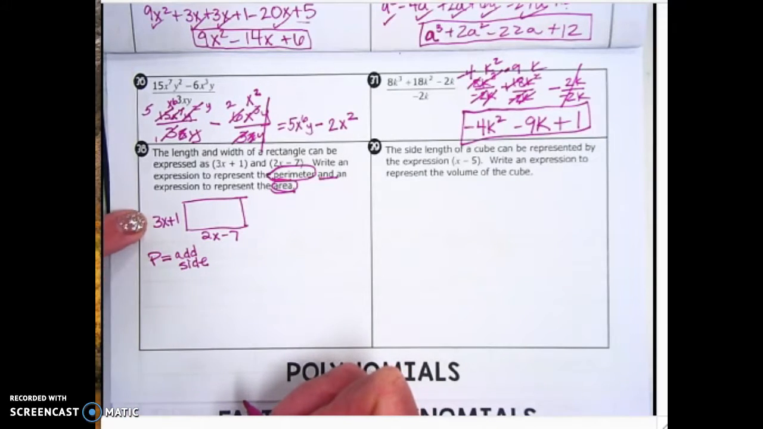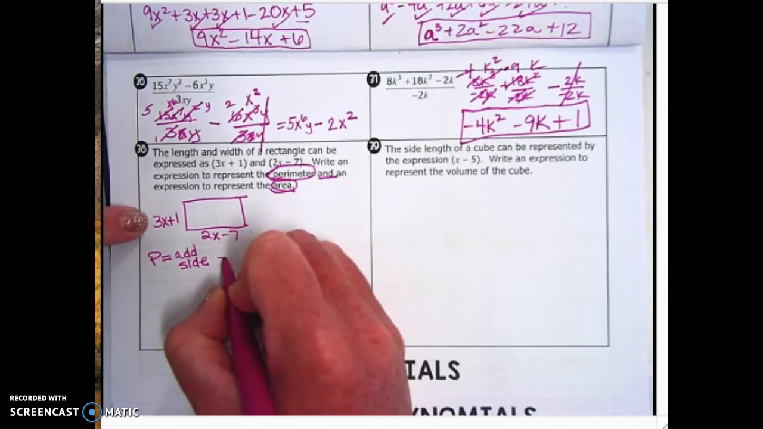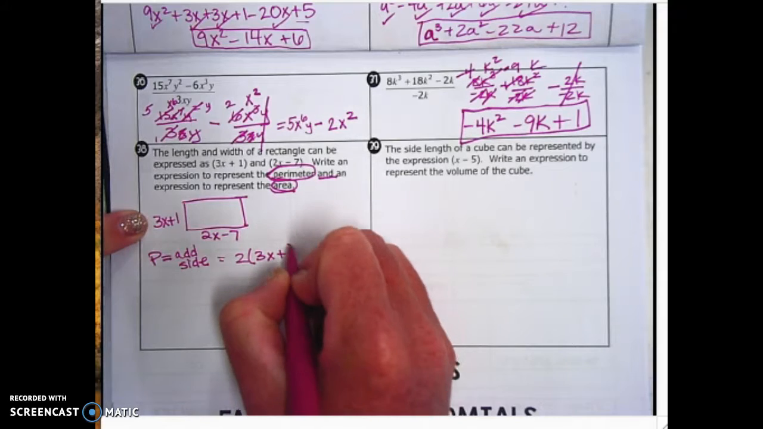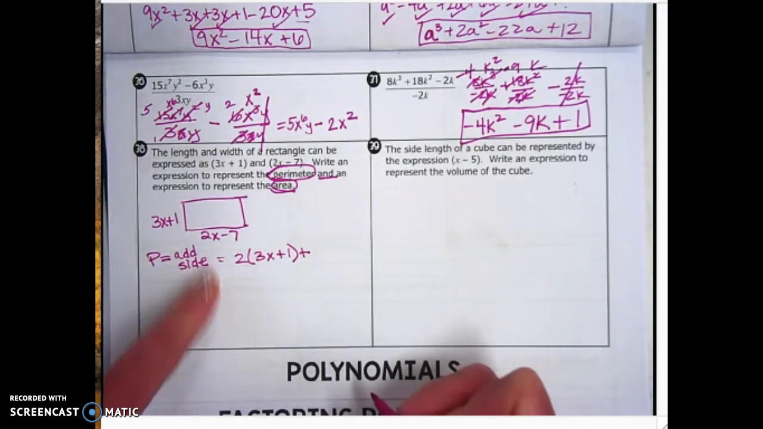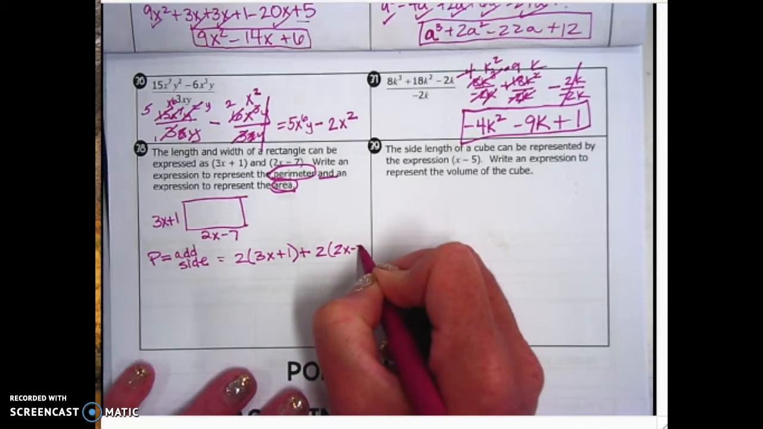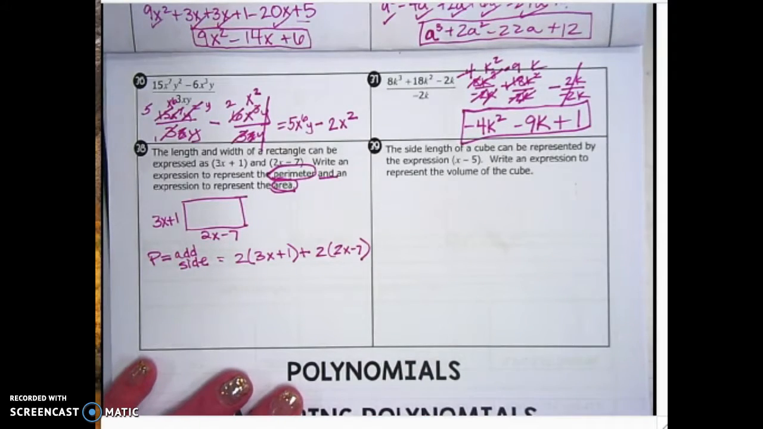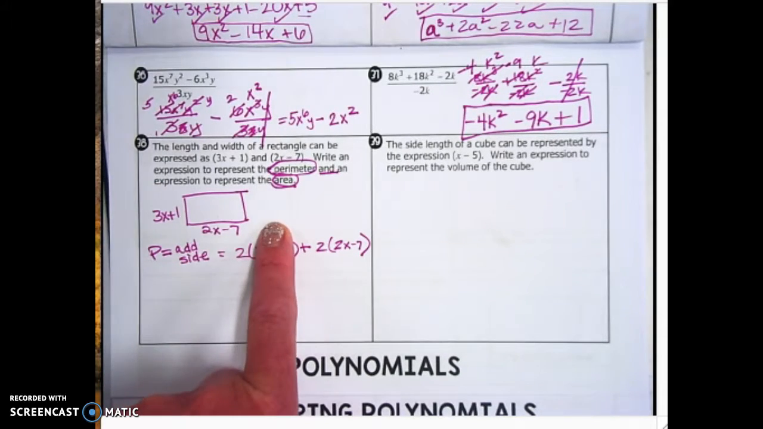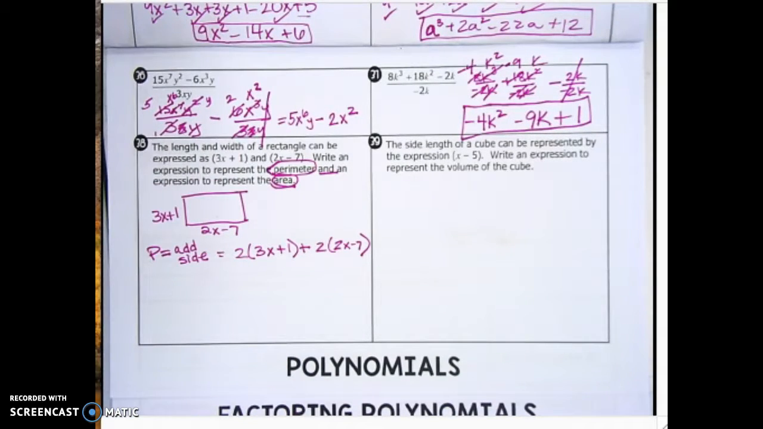So we have 2 sides that are 3x plus 1. And we have 2 sides that are 2x minus 7. If you wanted to, you could write that all out and say 3x plus 1 plus 2x minus 7 plus 3x plus 1 plus 2x minus 7. You could do it that way. You'd get the same answer.